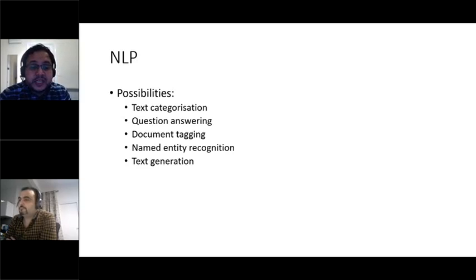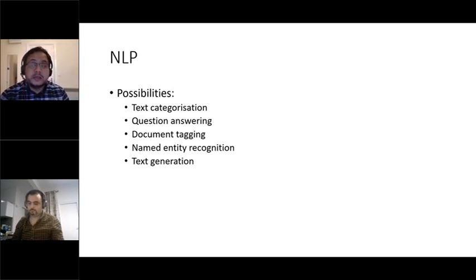I would also like to mention the possibilities for NLP. We have text categorization: politics, history, medicine, these kinds of things. Question answering is when you read a few books, then you type a question in plain language and you get the answer. Models are doing very well in this class of problems. A chatbot, for example, yeah.